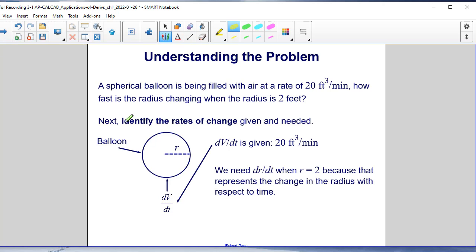Next step, we're going to identify just the rates of change. So we're told up here that the volume is changing at a rate of 20 cubic feet per minute. So that is going to be our dV/dt. What we need to do is find dr/dt at the moment the radius is at 2 feet, because that represents the change in radius with respect to time.